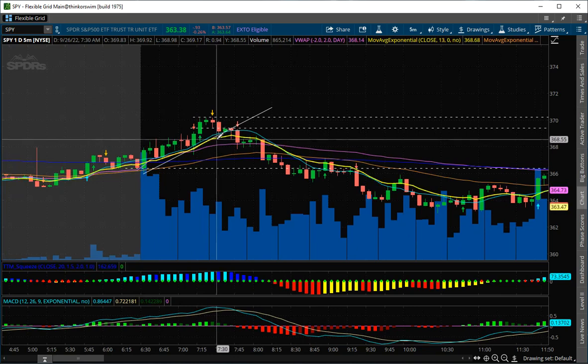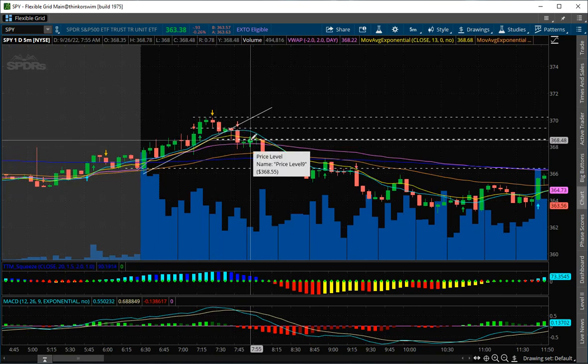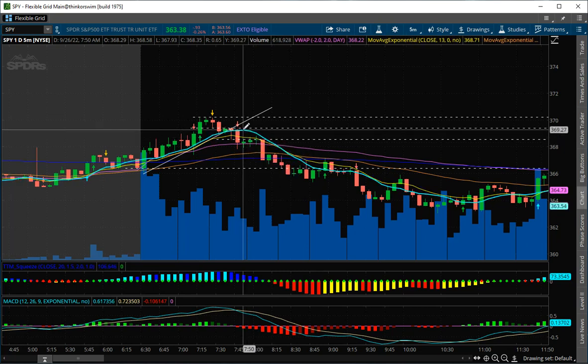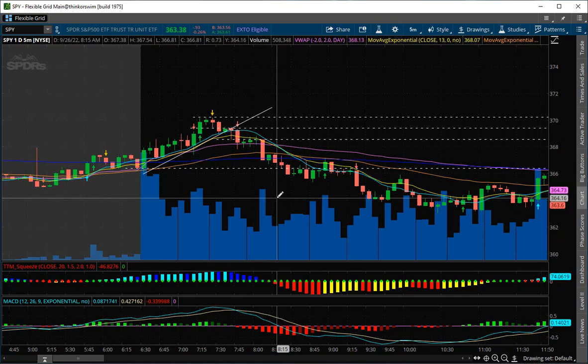The first pullback. So this goes green, then it goes red. And then the moment it goes green, it'll stop me out here for $1. That's another 8 to 10 points on futures. Right? It's that simple with this strategy.